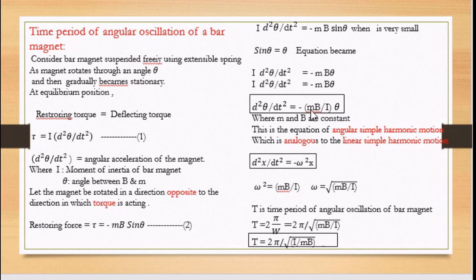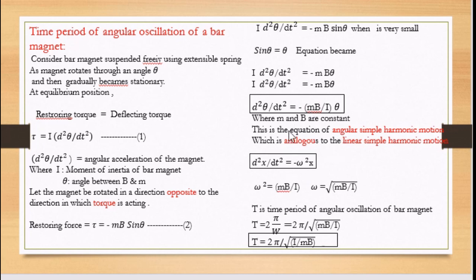In this equation, the magnetic moment m and the magnetic field B are both constant, and this is the equation of angular simple harmonic motion. This equation is analogous to the linear simple harmonic motion. Now what is the linear simple harmonic motion? You know that it is d square x upon dt square equal to minus omega square x.